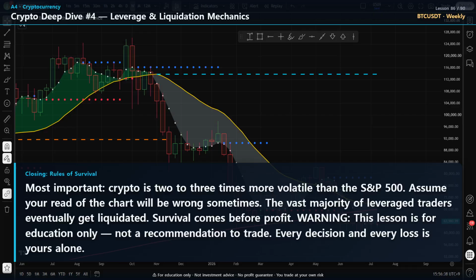Most important, crypto is 2 to 3 times more volatile than the S&P 500. Assume your read of the chart will be wrong sometimes. The vast majority of leveraged traders eventually get liquidated. Survival comes before profit. Warning, this lesson is for education only, not a recommendation to trade. Every decision and every loss is yours alone.